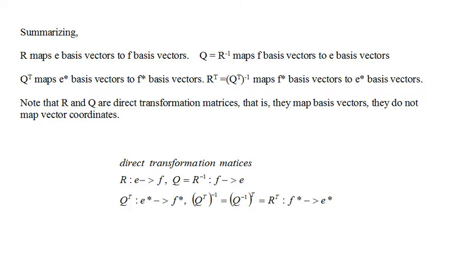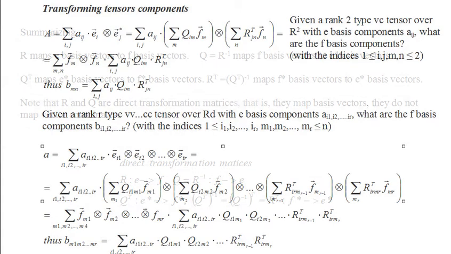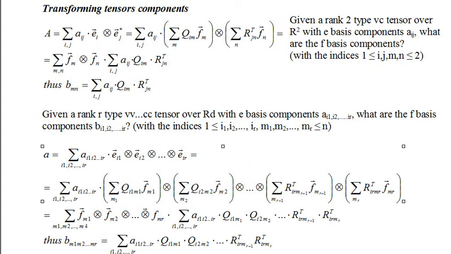The direct transformation matrices are summarized in a table for your convenience and mine. First, we derive the component transformation rule for a rank 2 type BC tensor A. On line 1, first write A as a sum of B cross B star basis tensors and use the direct transformation matrix for vectors, that is R, to write each E basis vector as a linear combination of F basis vectors, and use the direct transformation rule for B star to write each E star basis vector as a linear sum of F star basis vectors.